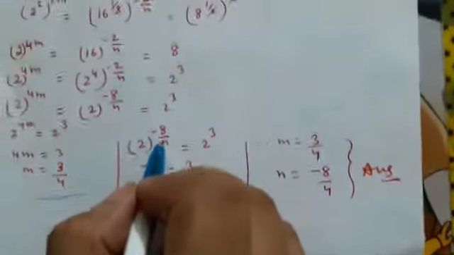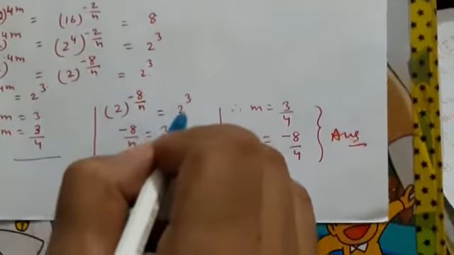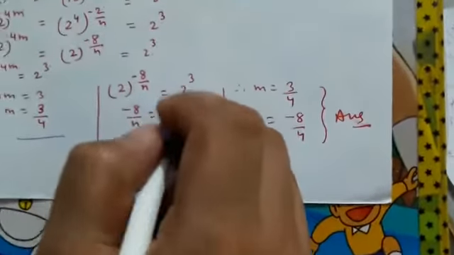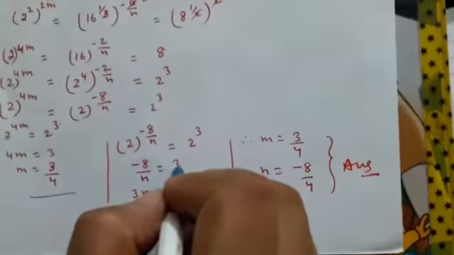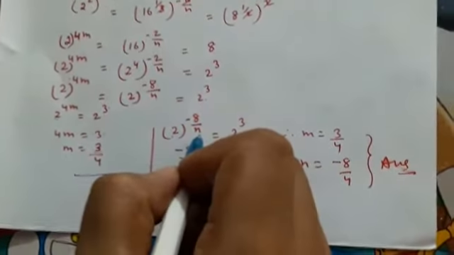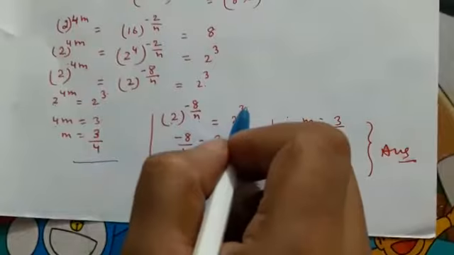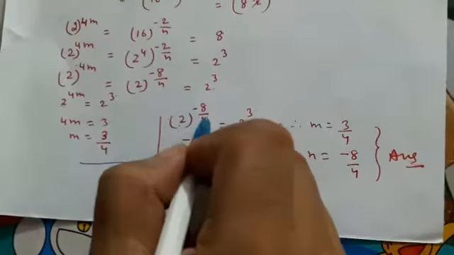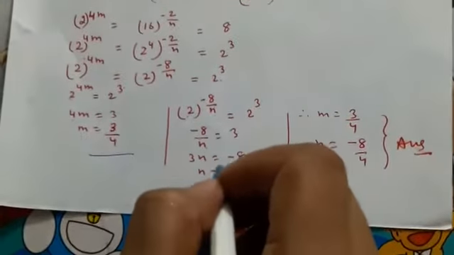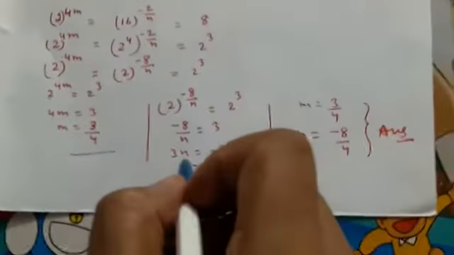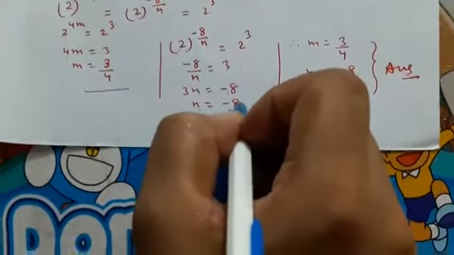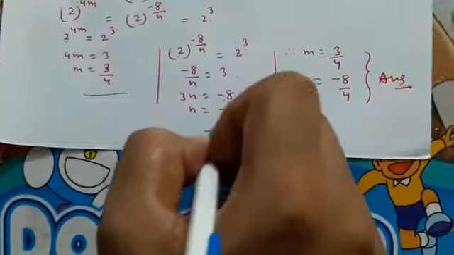To find the value of n, minus 8n is equal to 2 power 3. So 2 power minus 8 upon n is equal to 2 power 3. Both their bases are same, so their powers will also be same. Minus 8 by n is equal to 3. Now we'll do cross multiplication. So 3n is equal to minus 8. So n is equal to minus 8 by 3. This is the value of n.